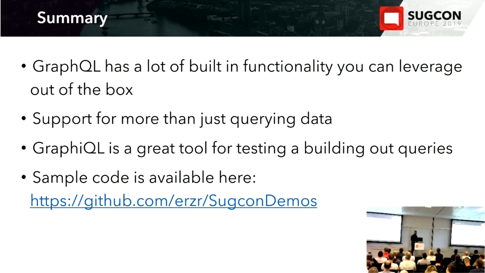So in summary, GraphQL provides a lot of built-in functionality that you can really leverage out of the box. There's support for more than just querying data. Subscriptions and mutations are really powerful, and you can do some really neat things with them. GraphQL is a great tool for testing and writing queries, and for exploring endpoints in general. And the sample code's up here. I just made it public before this demo, so feel free to pull that and check it out.